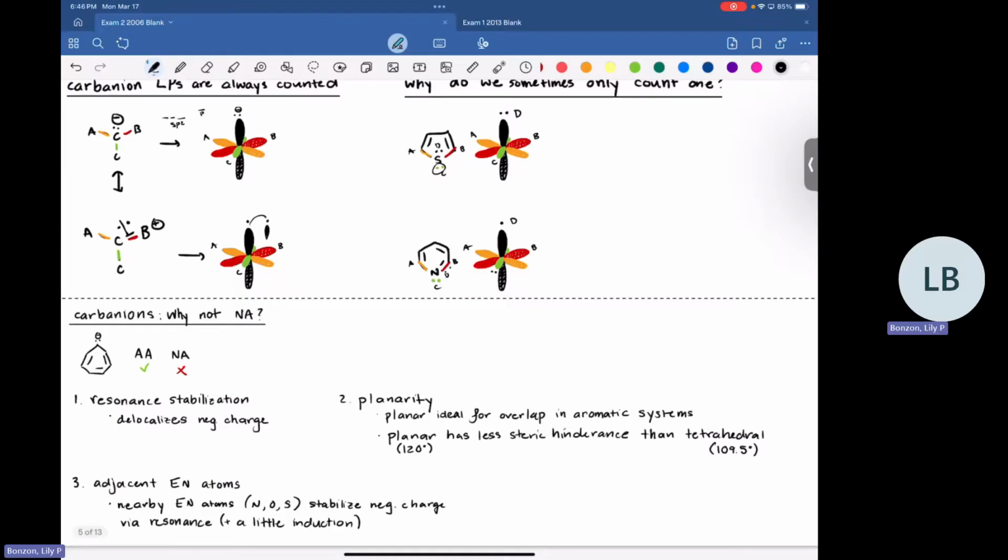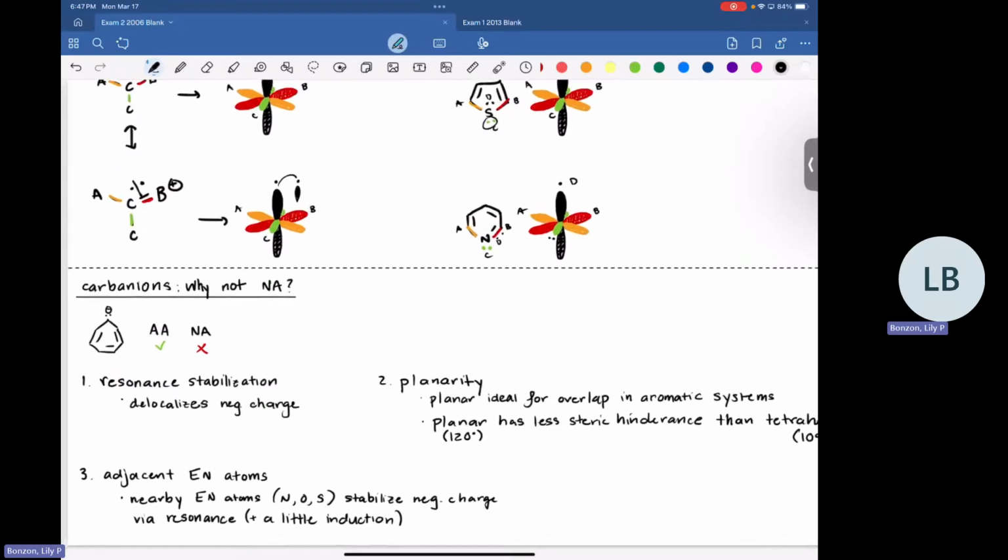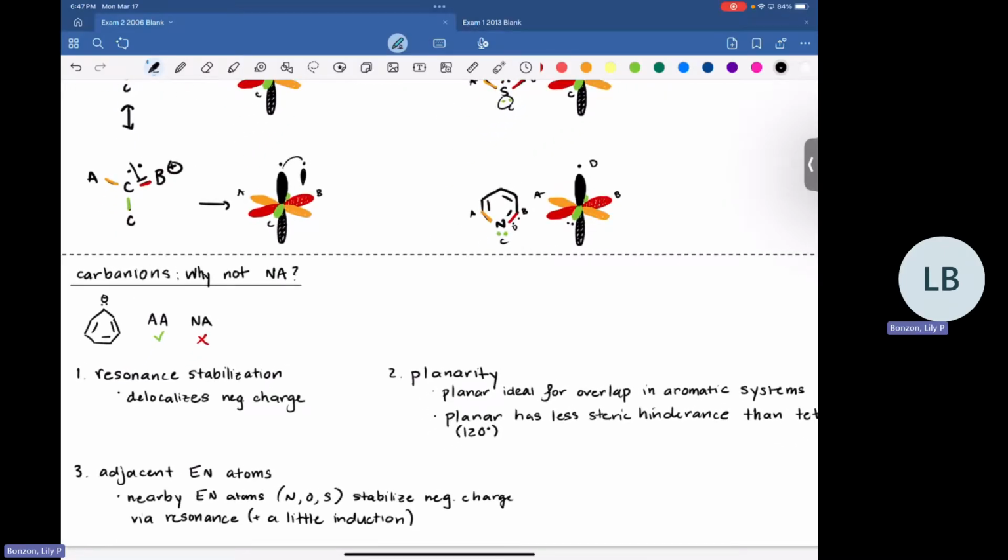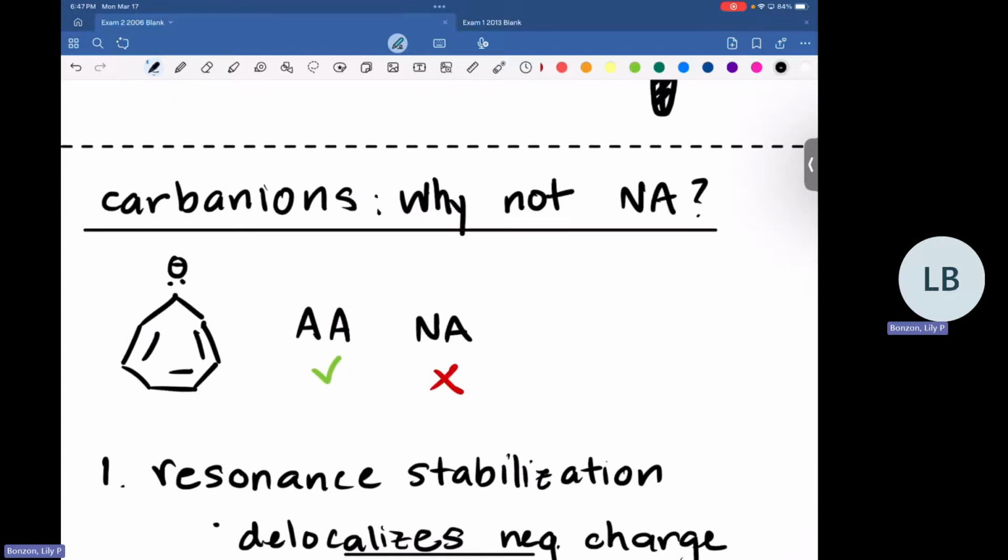So then for carbanions, it's kind of complicated. And again, this might vary depending on the textbook that you look at. But since this is the exam, I'm going to tell you what's on her exam. So for carbanions, you might come across a question like this, where we have 2, 4, 6, 8 electrons. And so you might be wondering, well, a carbanion has 4 regions of electron density, it has 3 bonds and a lone pair. So why wouldn't we consider this question to be non-aromatic?